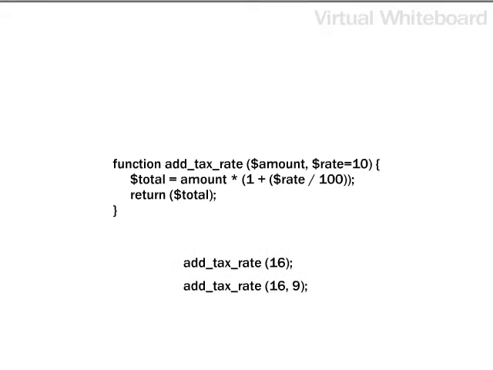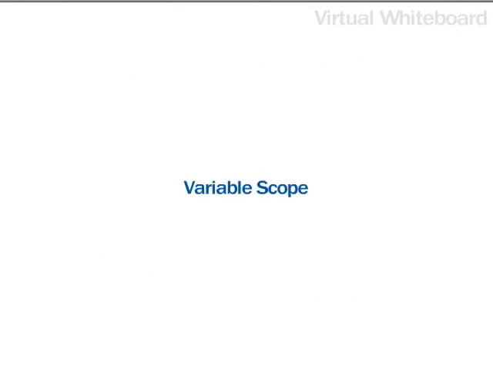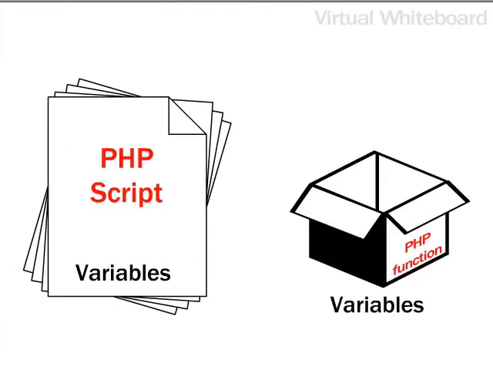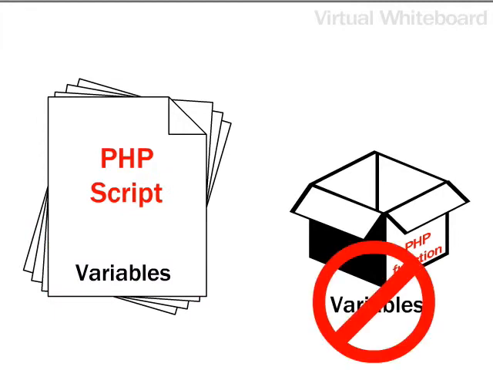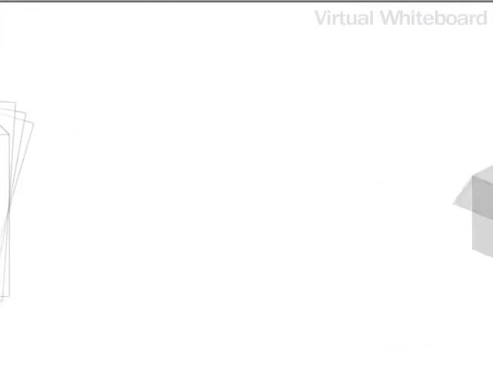Using this function, these 2 calls are both valid. The first example uses 10% as the default rate, where the second one specifies a 9% rate, producing the same behavior as our original add_tax function example. Variable scope. Why must values be passed into functions as arguments? Well, the answer has to do with variable scope. These are the rules that determine what sections of script are able to access which variables. The basic rule is that any variables defined in the main body of the script cannot be used inside a function. Likewise, any variables used inside a function cannot be seen by the main script.